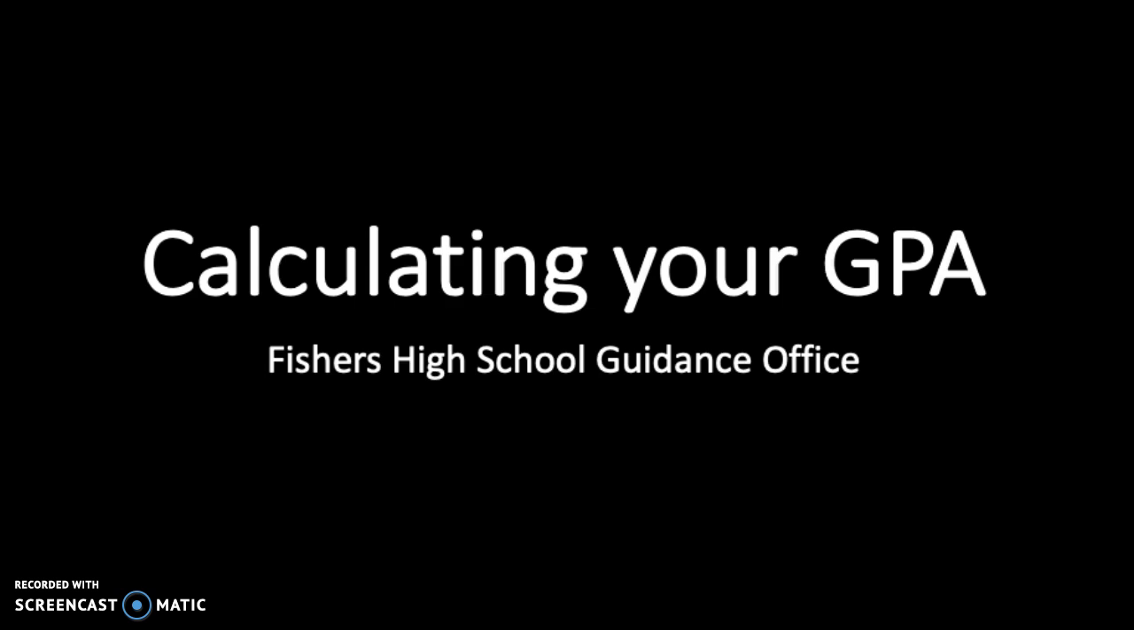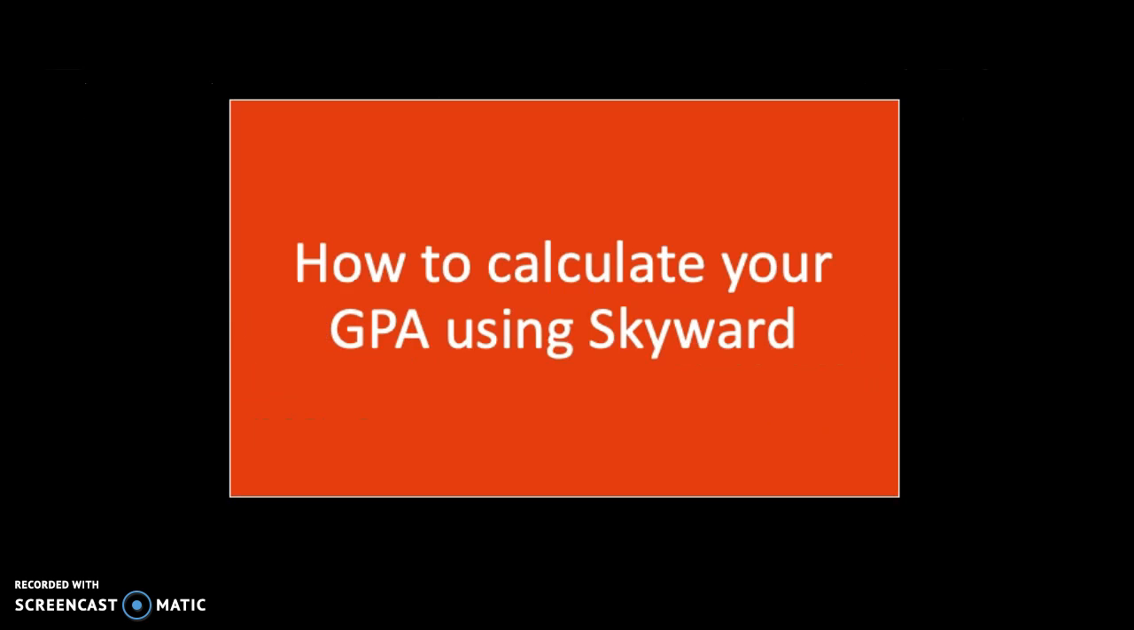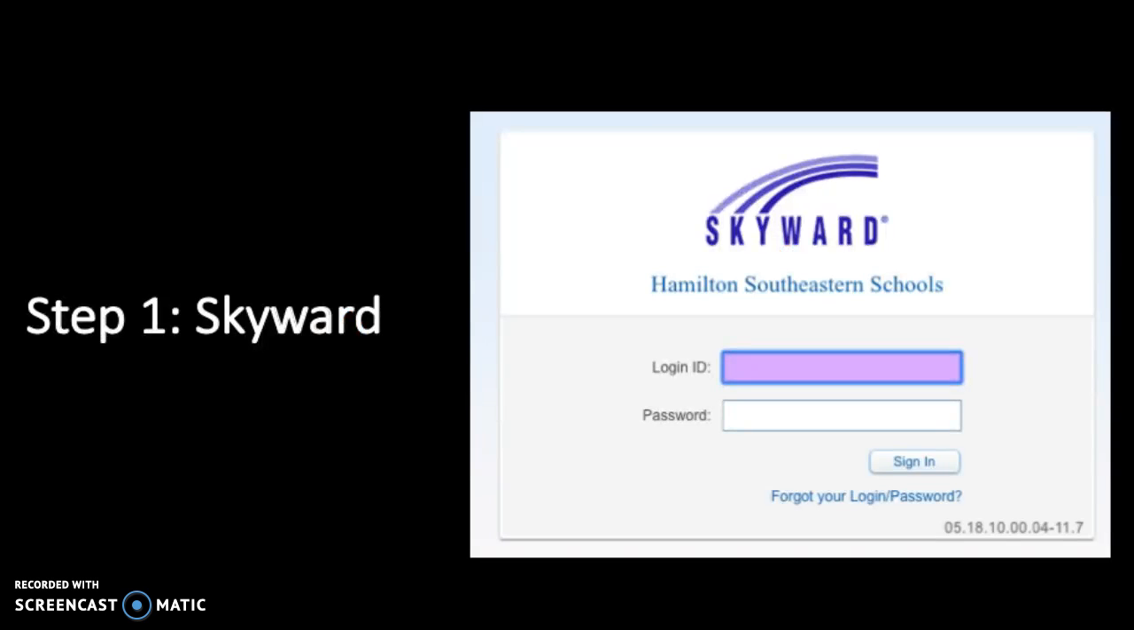I'm here to talk to you today about how to calculate your GPA. The easiest way to obtain your GPA is to email your counselor for a copy of your transcript or stop by the guidance office. Otherwise, you can calculate your GPA by using your historical grades on Skyward. If you decide to calculate your GPA using Skyward, please follow these steps.